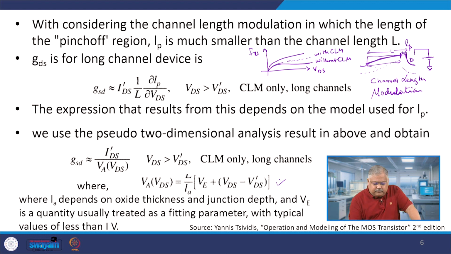This you need not be very much aware of at this stage, but typically we also have this expression of GSD as IDS prime divided by VA, which is a function of VDS, where VA is defined by this quantity, where VE is a constant value and VDS minus VDS prime is already known to you. VDS prime is the saturation value and VDS is the actual value of drain to source voltage which you are given beyond the saturation. So this VDS minus VDS prime is the difference between the applied drain voltage and the saturated value of the drain voltage which you see here, correct. And this gives you a very good idea about the value of the GSD, source to drain conductance, which is known to us.